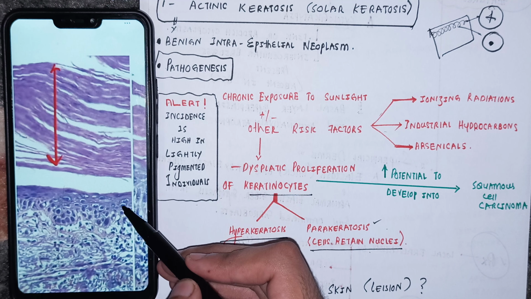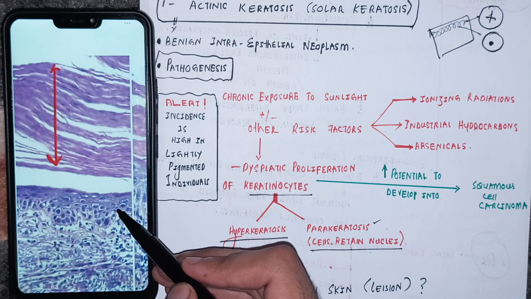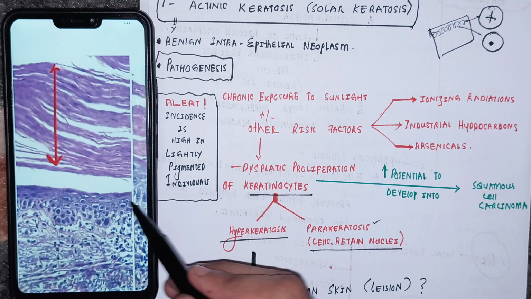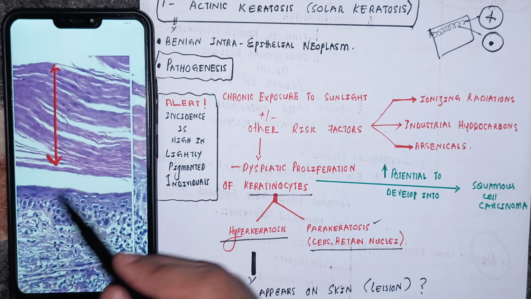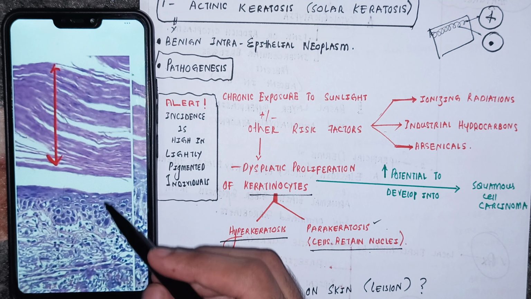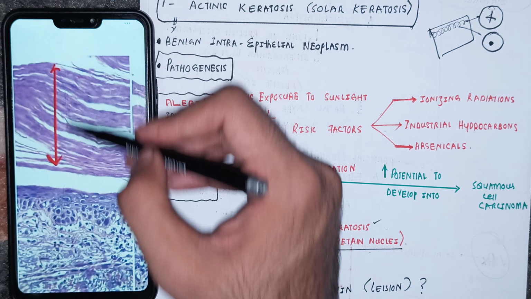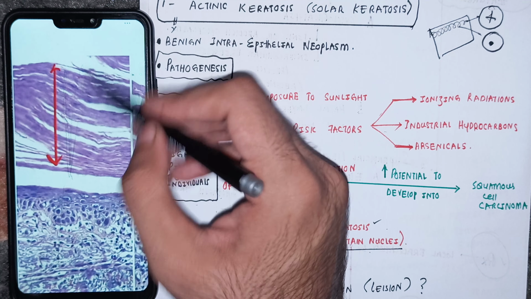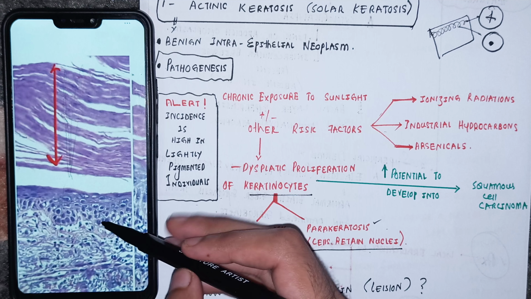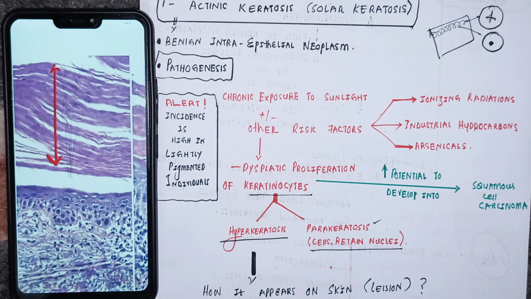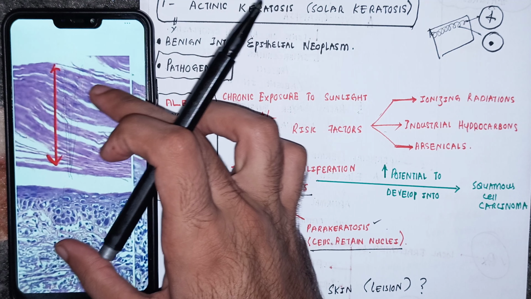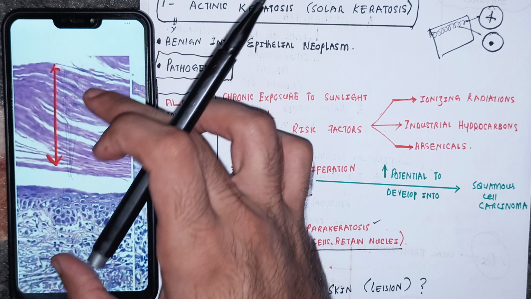Normally there should not be this nucleus, because the normal mature cells do not contain nucleus inside them. But if you are suffering from actinic keratosis, in which there is dysplastic proliferation of cells, there is number one hyperkeratosis, that is this much thickening of the keratin layer, and this is parakeratosis, that the cells are retaining the nucleus. Now this is the histological imaging of the skin.